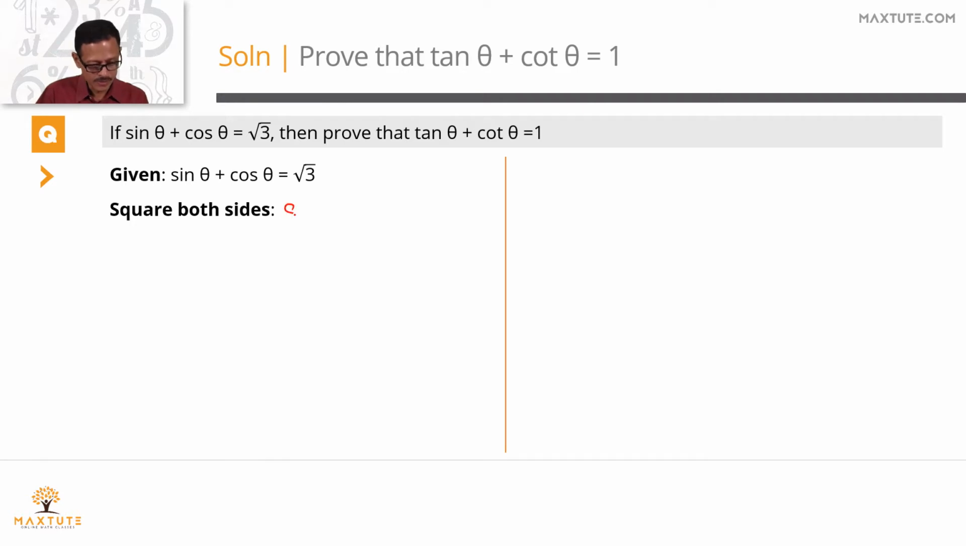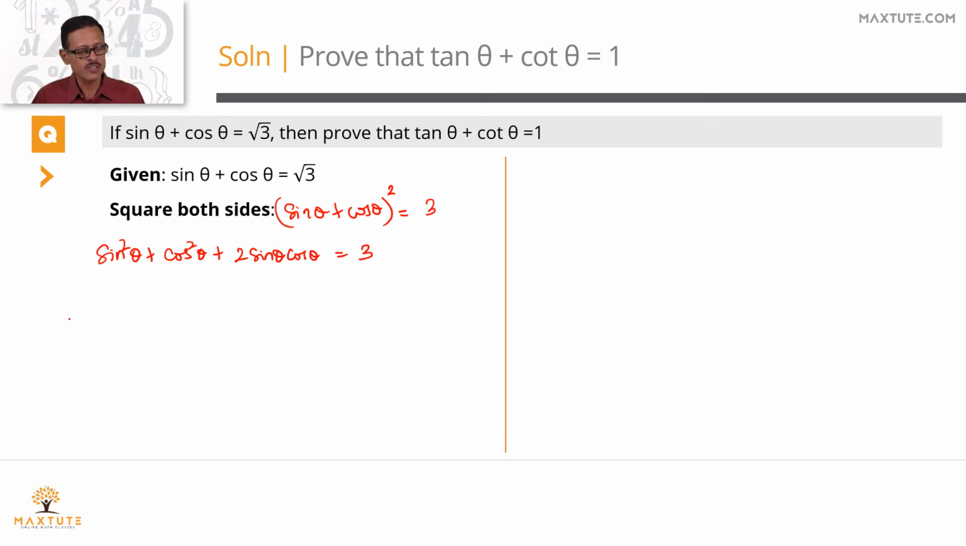So the left hand side will become sin theta plus cos theta, the whole square. This is equal to root 3 square. Square of root 3 is equal to 3. Let's expand this term. a plus b the whole square is a square plus b square plus 2ab. So this will be sin square theta, which is a square, plus b square, which is cos square theta, plus 2ab, which is 2 sin theta cos theta. This entire thing is equal to 3.